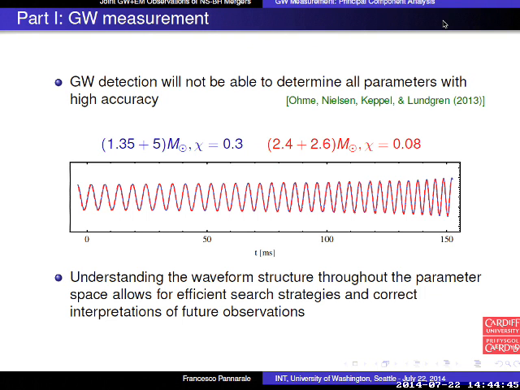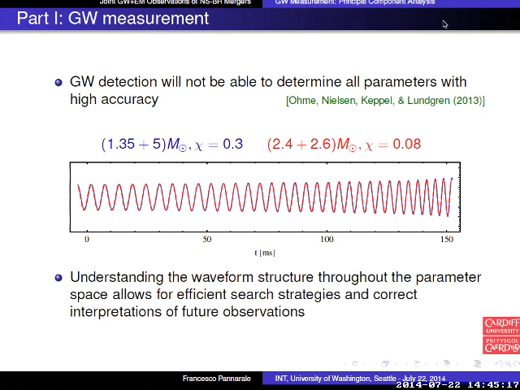So in blue, this is the time domain waveform of a system with 1.35 solar masses and 5 solar masses. The primary component has a dimensionless spin parameter of 0.3. And the waveform is the blue one that's plotted here. If we keep the chirp mass constant and we vary the mass ratio, so we go to a more equal mass ratio situation, and at the same time we lower the spin parameter, the waveform essentially doesn't change.